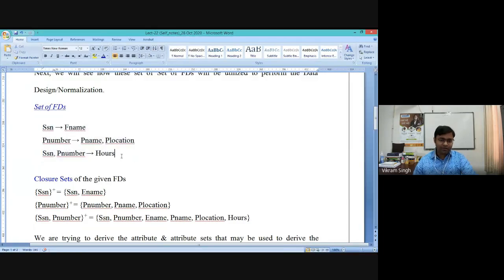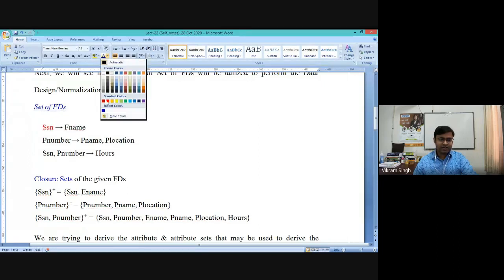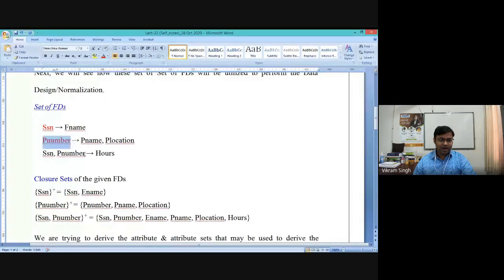So based on these FDs, for this concept of closure, you need to see, out of these FDs, each determinant. The left hand side attribute is considered a determinant. The attributes which are placed on the left hand side of an FD are called determinants, right?